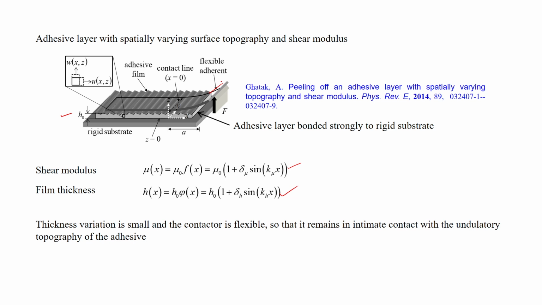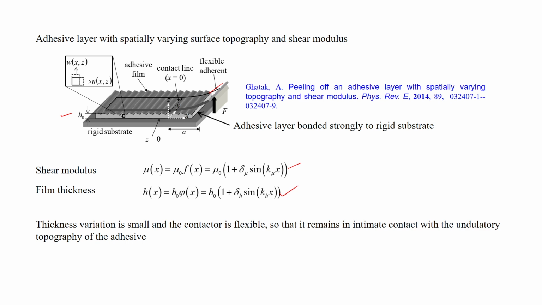Now a flexible adherent plate is brought in contact with it, and initially a contact line is formed because it is not in complete contact, but a spacer or a little load, F, is applied. The variations in modulus and thickness are not that large, they are small, so that this contactor is flexible enough to remain in intimate contact with the surface of this adhesive having spatially varying thickness.